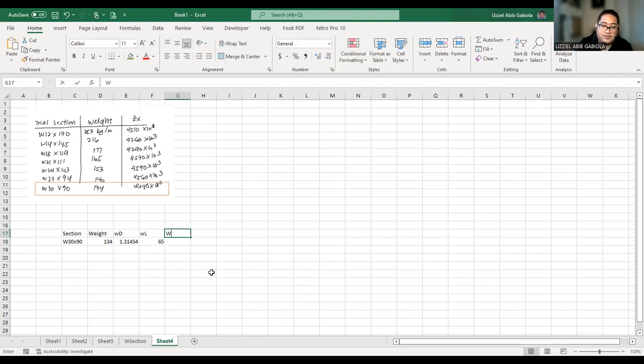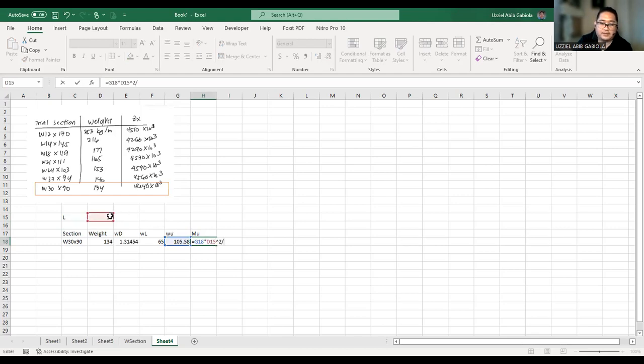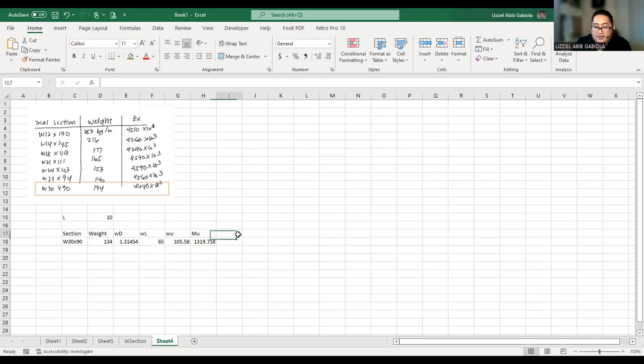So, ibig sabihin ng W natin ngayon is 1.2 times yung WD plus 1.6 times yung WL natin. So ito na ngayon yung WU natin. So para makuha natin si MU, okay? So lagay lang natin dito yung length natin para later magamit natin sa next problem. 10 meters yan. So WL squared over 8. So W times L squared natin over 8. So ito yung moment natin, kilonewton meter ito. Okay?